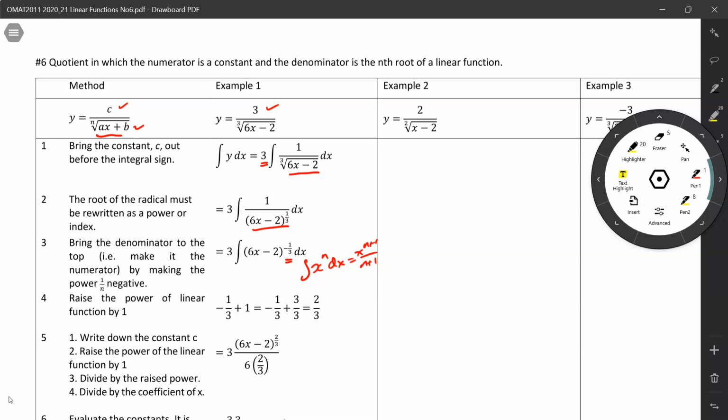Our power is minus 1/3, so we have to raise this power by 1. So minus 1/3 plus 1 is minus 1/3 plus 3 over 3, which is equal to 2/3. So what we do here is we write down our constant, the 3. The linear function 6x minus 2 is now brought, the power has been raised by 1, so the power is now 2/3. We divide by the raised power, so we divide by 2/3. And we also divide by the coefficient of x, so we divide by the 6.